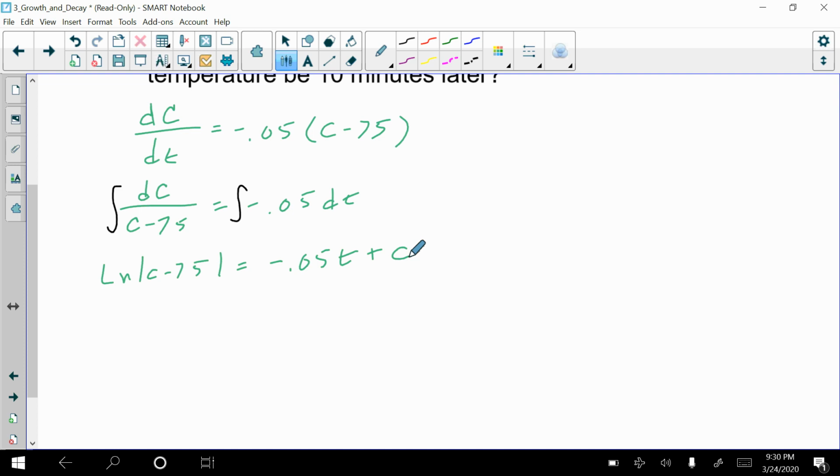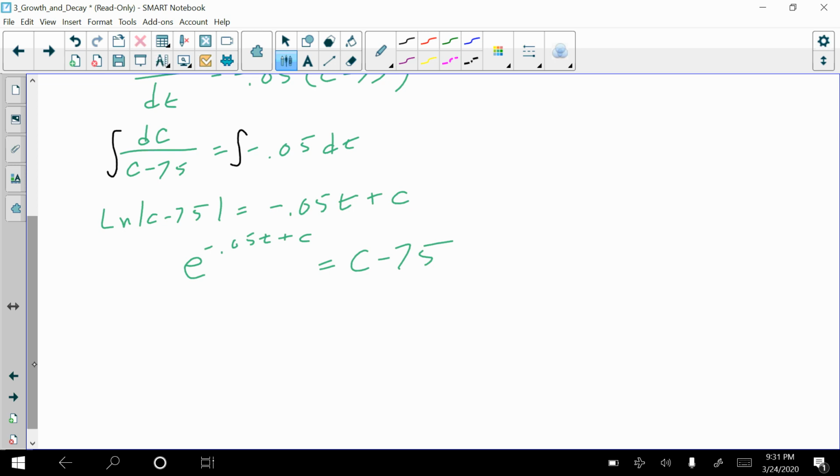Well, in order to be able to work the problem out, we do need to find the specific value of c in this case. And so let's go ahead and work through what we have. At this point, because we have a c in two different places, we definitely want to try to get it out of the logarithm. And the only way that we can do that is by, you guessed it, taking a log loop. So that'll give me e to the negative 0.05t plus c power is equal to c minus 75.